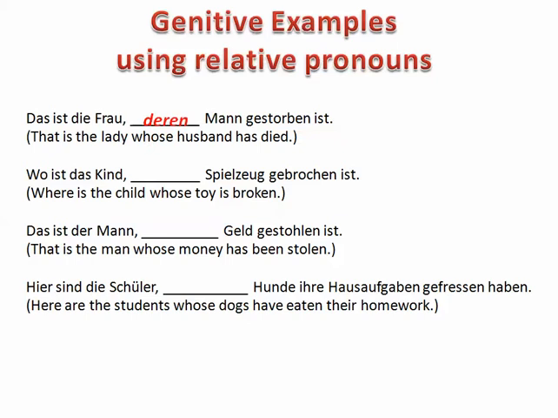Here we're using whose. Wo ist das Kind, dessen Spielzeug gebrochen ist? Das ist der Mann, dessen Geld gestohlen ist. Und hier sind die Schüler, deren Hunde ihre Hausaufgaben gefressen haben. So here are the students whose dogs have eaten their homework.